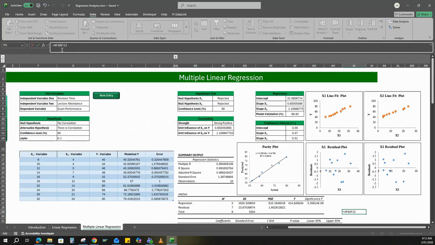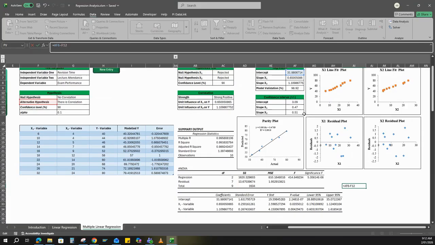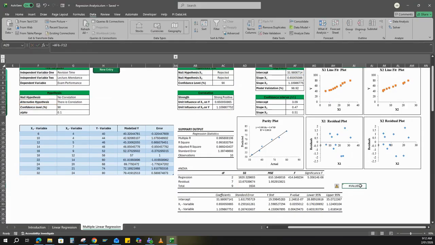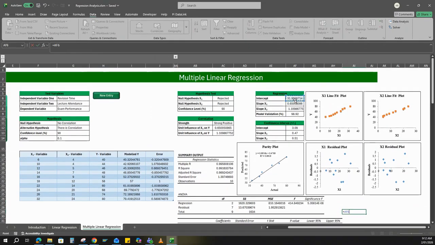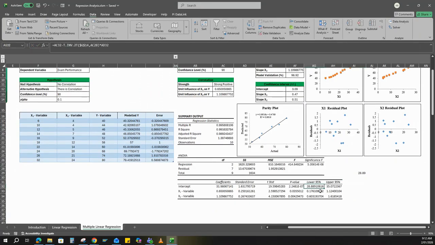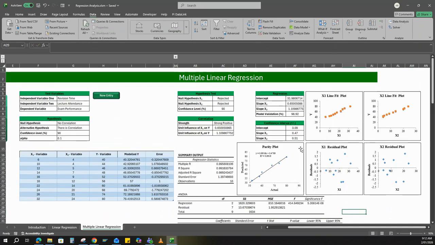Now, if we subtract, 31.98 minus the interval, then we would get the lower limit, which is here, 28.888. It's the same here. So basically, these are the limits where the true values of the intercept and the slope lie.